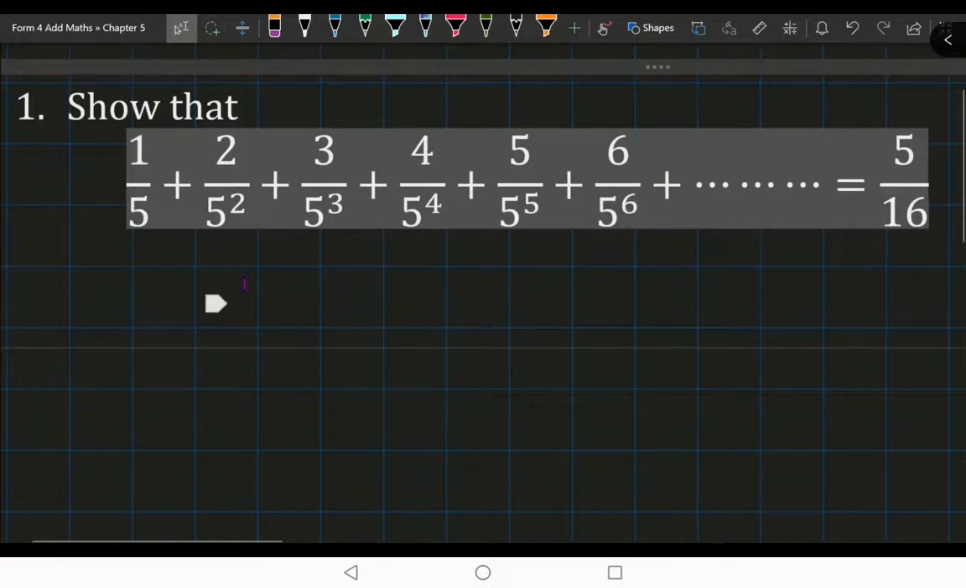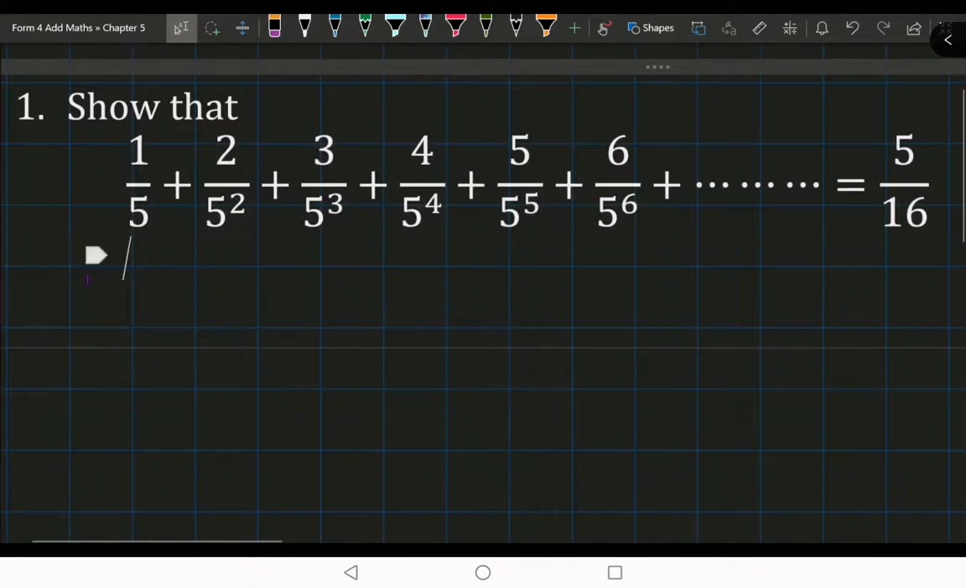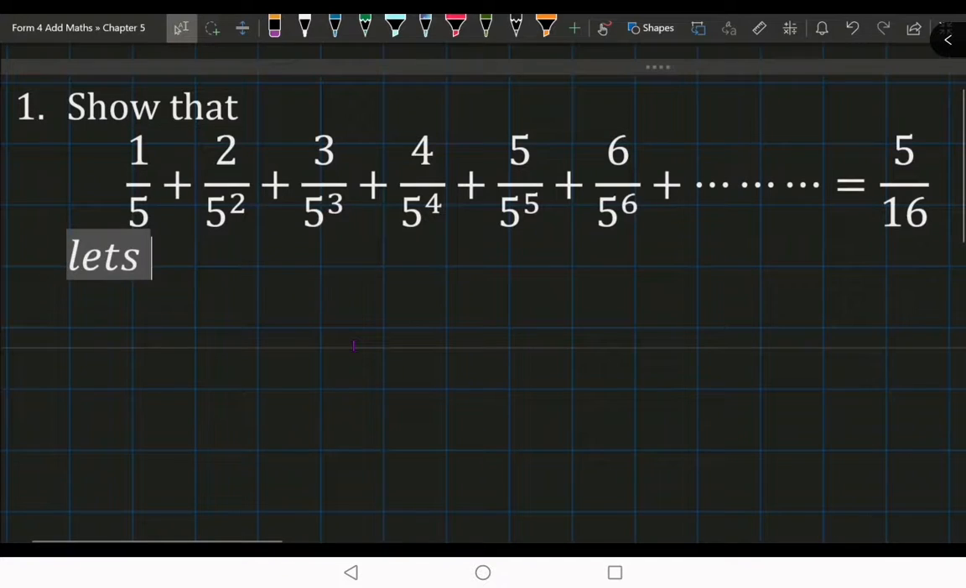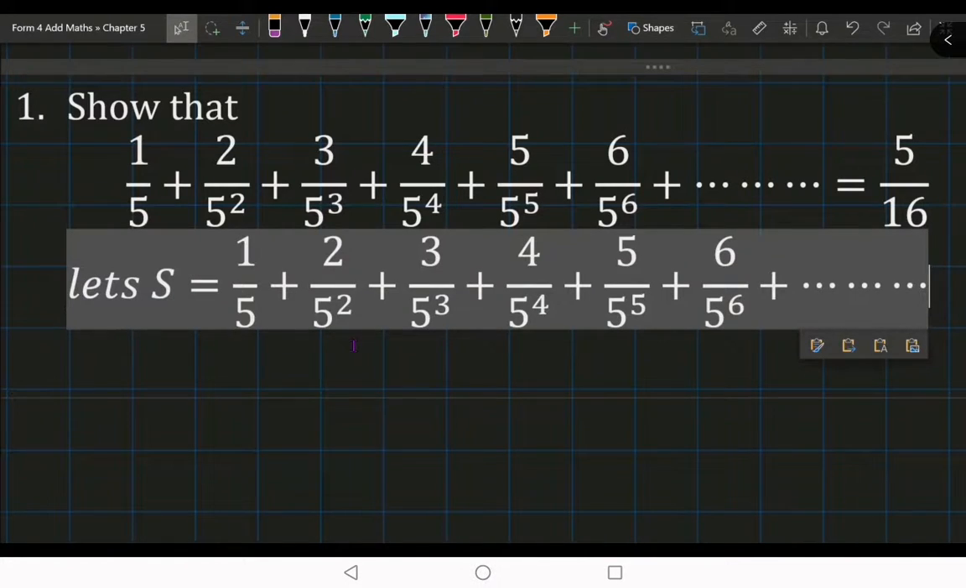So first you are going to let this one be x sum. Okay, this one you can count, we don't know how many terms there are here.